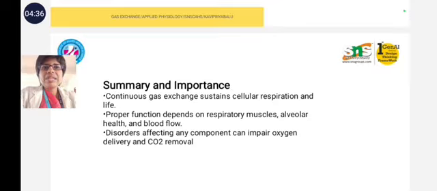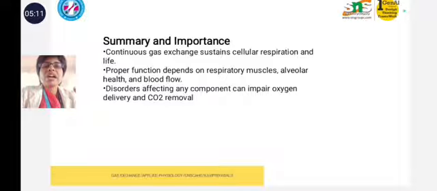Sometimes there may also be a dead space. In that dead space no exchange of gas will occur, because although the alveolar space is normal, the cells are not able to absorb, and the capillaries are not involved in the respiratory movement. The gas exchange doesn't happen there. So sometimes it may be improper due to dead space, and proper function depends upon the respiratory muscles, alveolar health and blood flow.